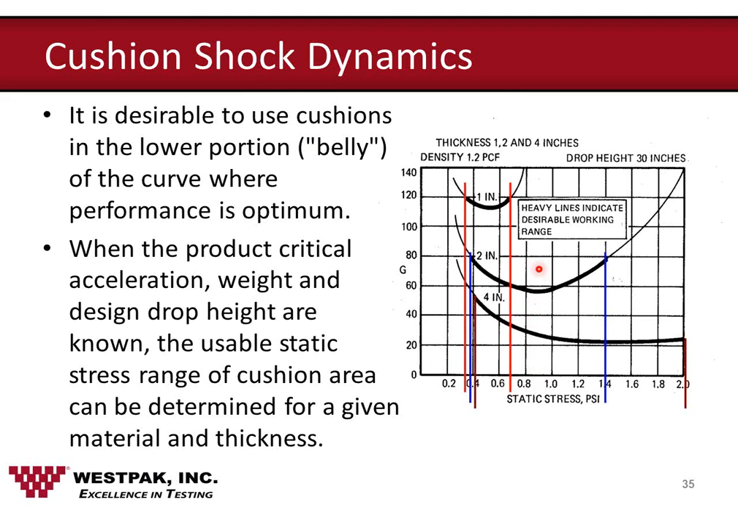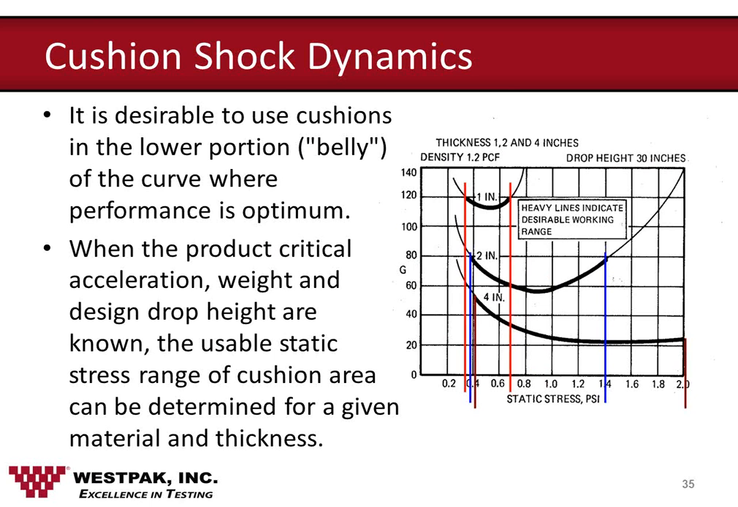Since the weight of the product is given, it then tells you exactly how much area of cushion will give the results that you're looking for. It's important to recognize that this information, and especially the presentation of the information, is a relatively recent phenomenon.